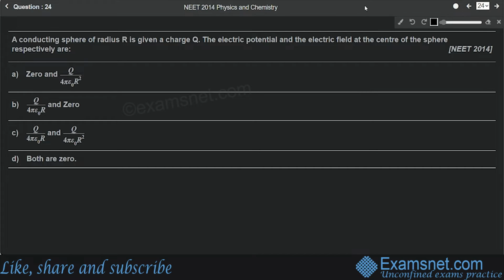Question number 24 is from the chapter Electrostatic Potential and Capacitance, and the question is: a conducting sphere of radius r is given a charge q. The electric potential and the electric field at the center of the sphere respectively are. Okay, so this is a direct question. When a conducting sphere of radius r is given a charge q, in that case the electric potential becomes q by 4 pi epsilon naught r. Okay, and the electric field at the center of the sphere is 0. Okay, so the correct answer will be option number B.